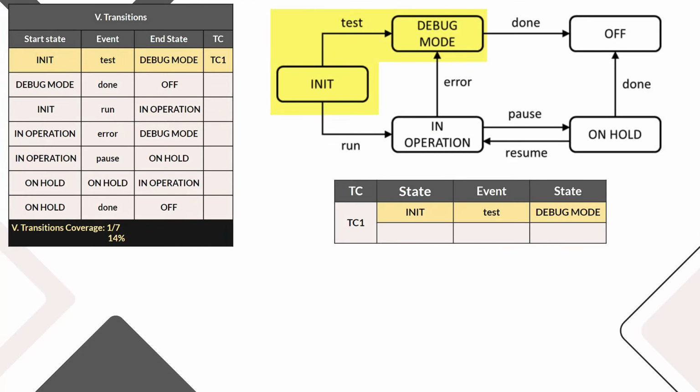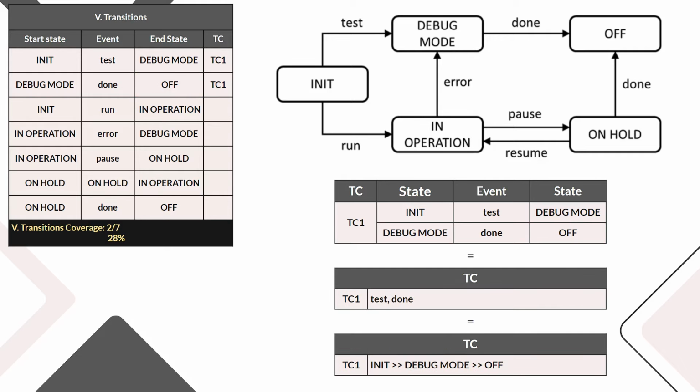Accordingly, all test cases should start with the init state. And the first step will be the first transition: Init, Test, Debug Mode. As you remember, one test case may, and usually will, cover several transitions between states. Therefore, we can write one more step, one more transition: Debug Mode, Done, Off. Since we have limitations, the system starts in the init state and ends its operation in the off state. Then we cannot write additional steps in the test case, because we are already in the off state. Therefore, we have to start a new test case.